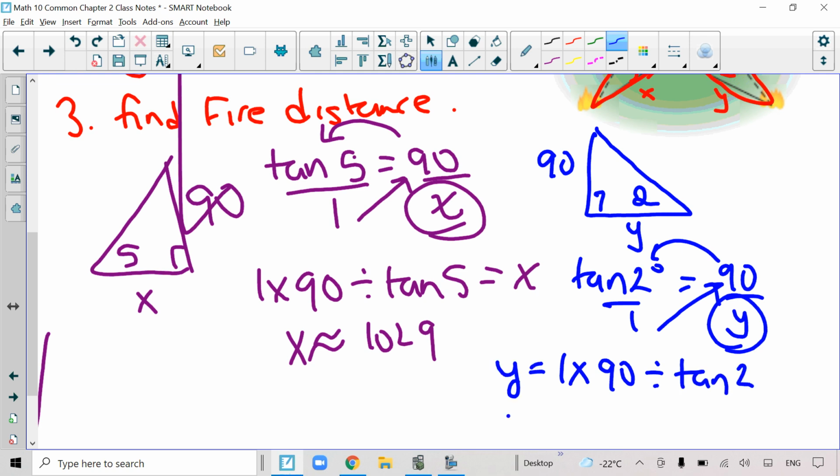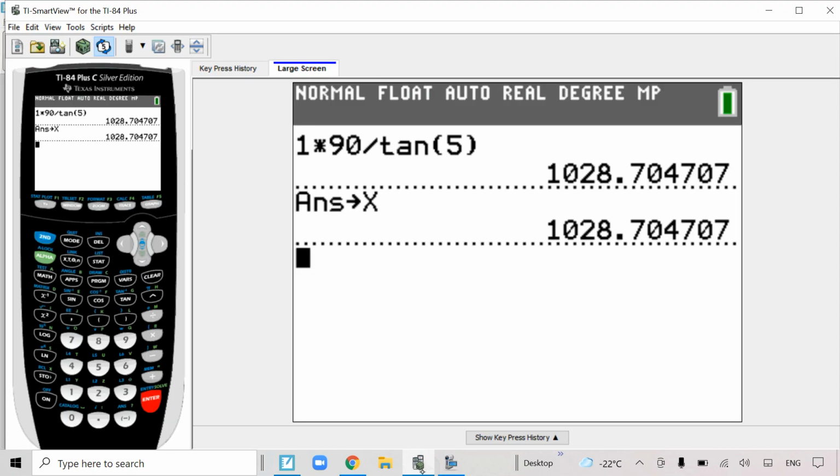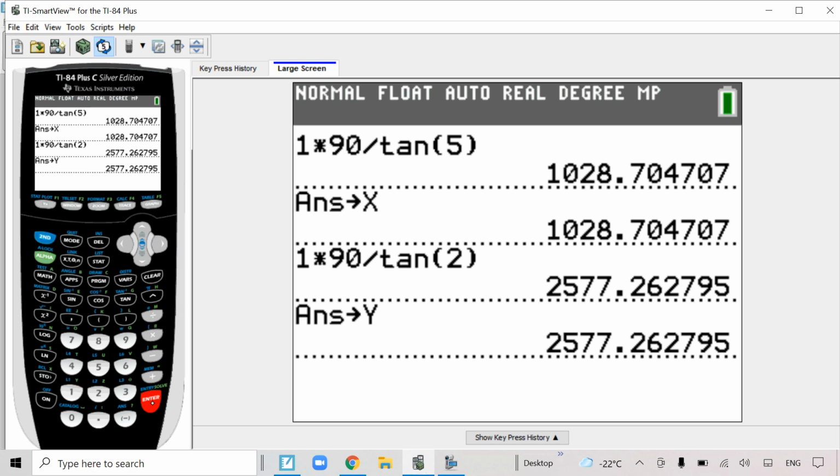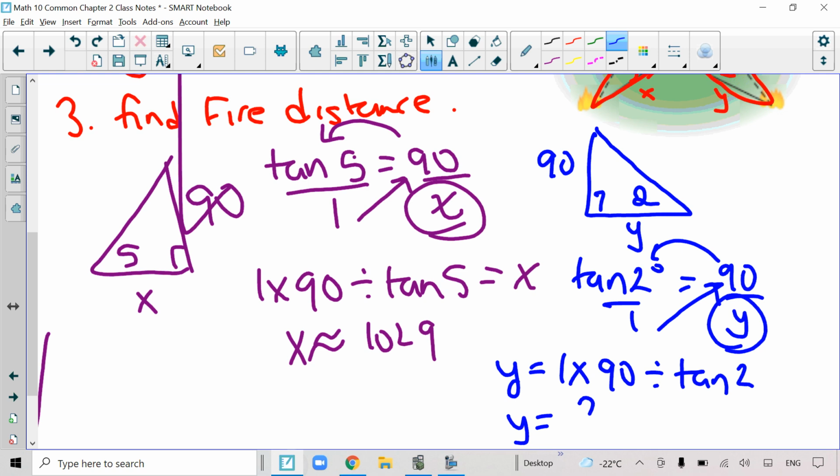And again, we can store it into our calculator. So 1 times 90 divided by tan of 2. Putting that into my calculator, you see I get about 2,577. Now I'm going to store that because we called that y. So again, store, and I'm storing it in my letter y, so alpha, and I see y is above number 1. So I'm storing it in alpha 1, which is y. So let's put that over here, and that's about 2,577. So not equal to, because I'm rounding, but approximately.